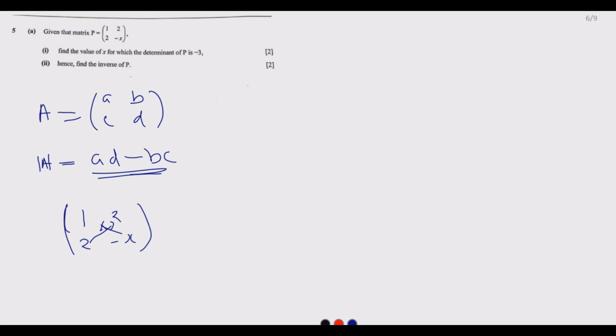So it will be 1 times negative x, which gives negative x. Then 2 times 2 is positive 4, so minus 4. Now this should be equal to negative 3. So negative x is equal to negative 3 plus 4, so negative x is equal to 1. We multiply this side by negative 1 and that side by negative 1, so that we end up with a positive x. So x is equal to negative 1.